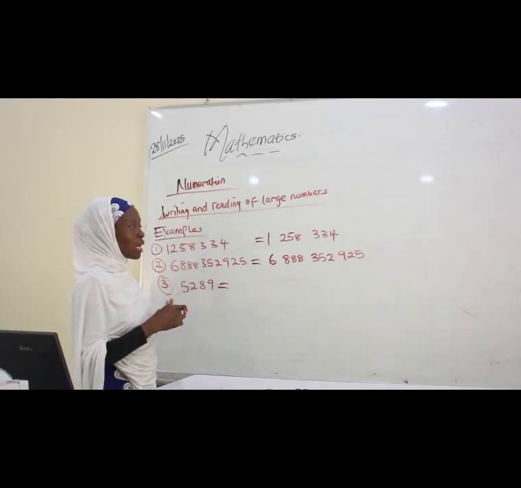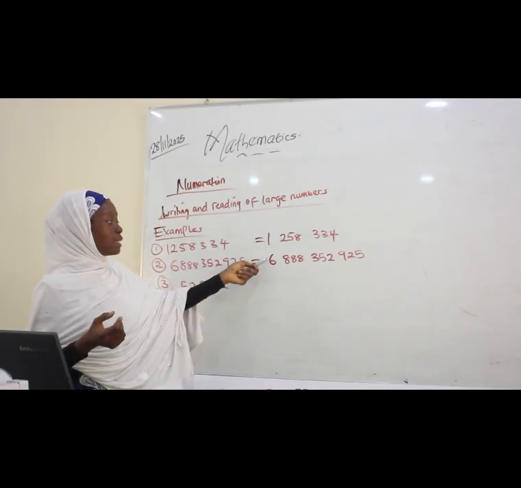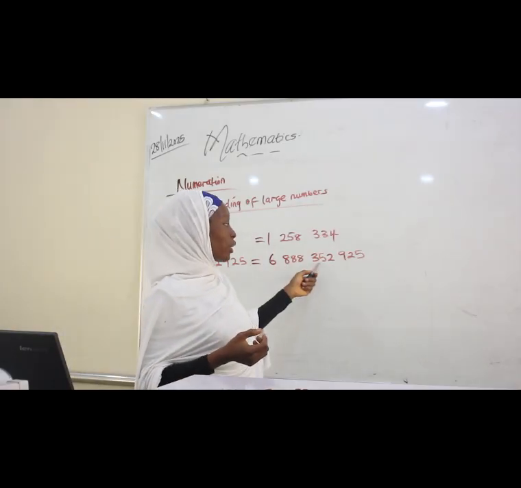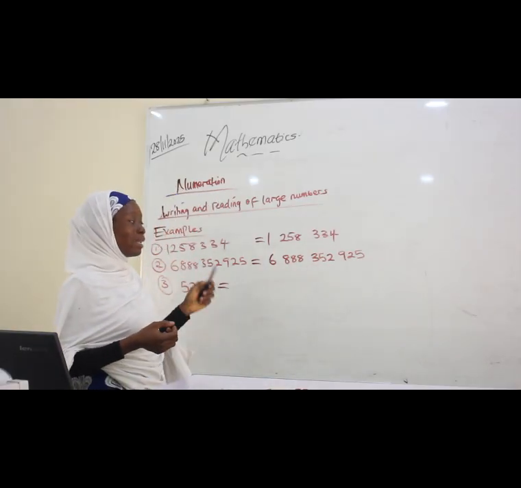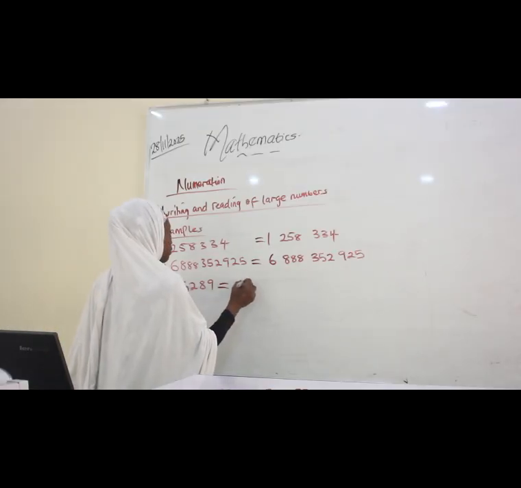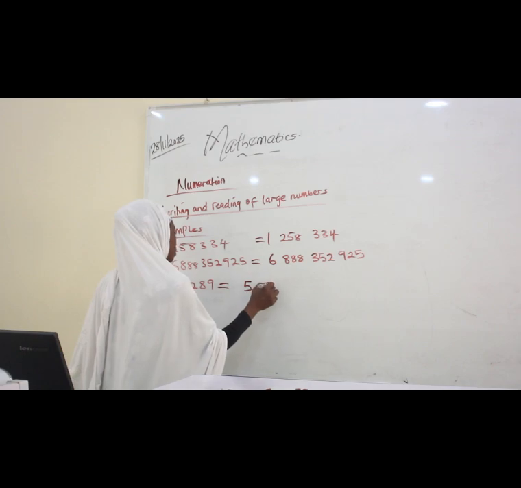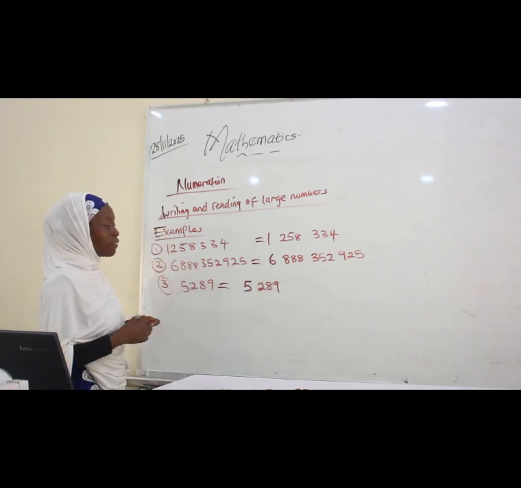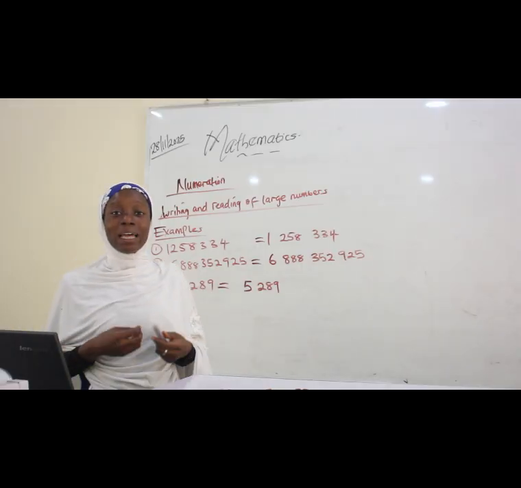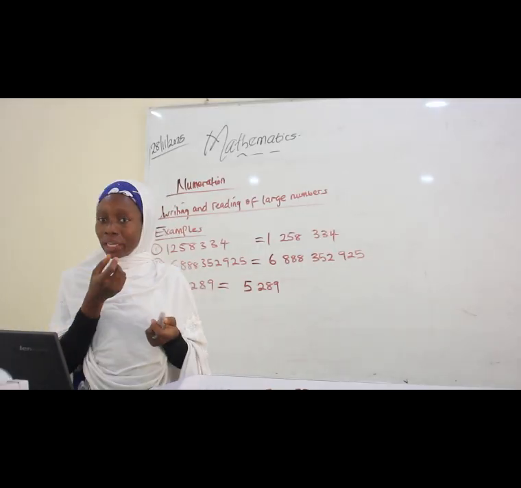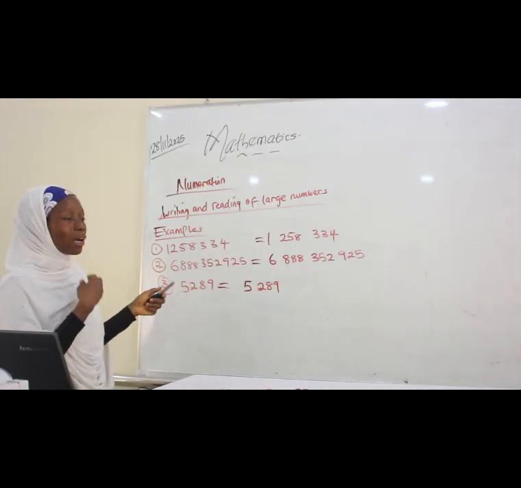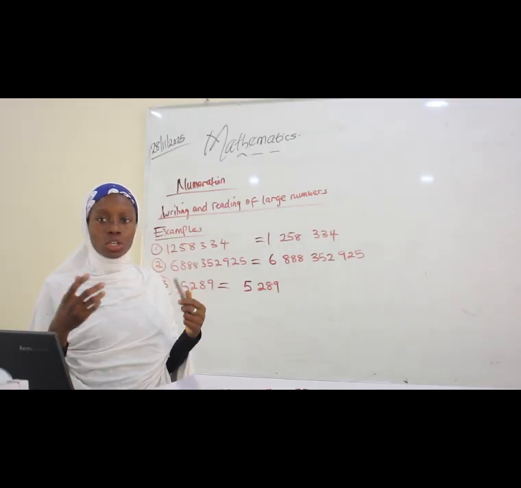So we pronounce these numbers. We have 6,888,352,925. And then the last number we have is 5,289. This grouping helps us to read numbers correctly. That is writing and reading of large numbers.